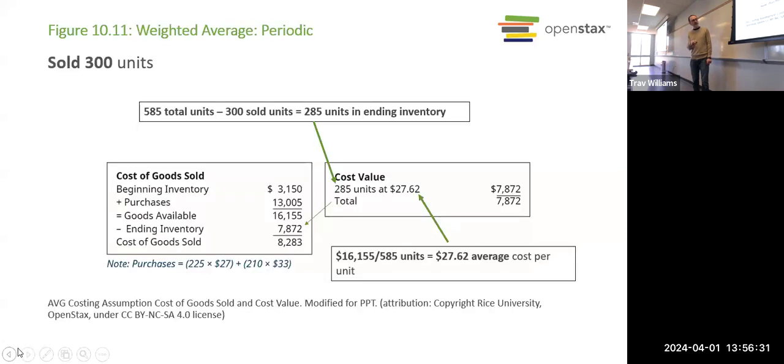And as Lewis said, once you take the total cost, divide by the total number of units, that gets you your average cost. Then what we would do is say, this would be ending inventory of 285 units times that average cost. So now we know the cost of ending inventory. Subtract that from goods available, we get our cost of goods sold. Or to get our cost of goods sold, we could take that same average and multiply it by the 300 units that we sold. Right? So 300 times 2762 would give us this cost of goods sold.